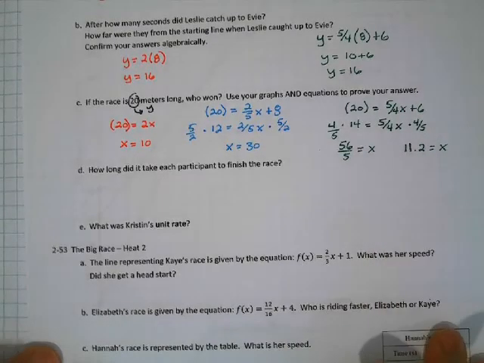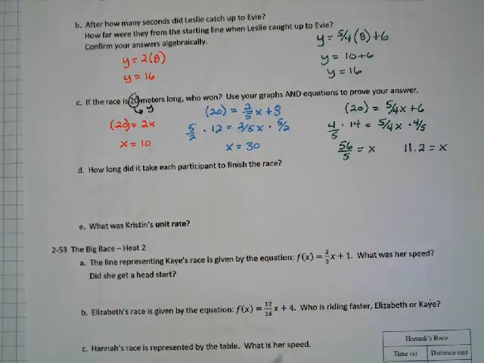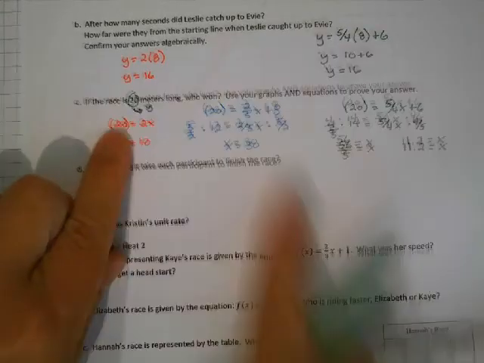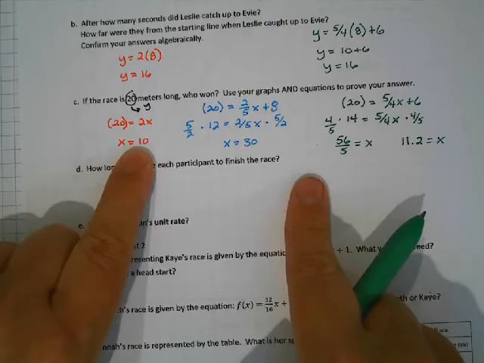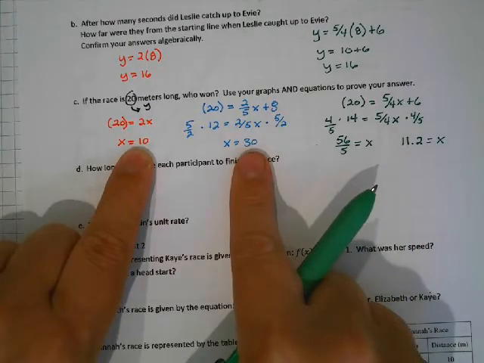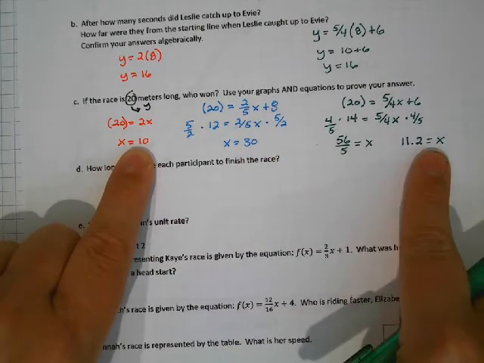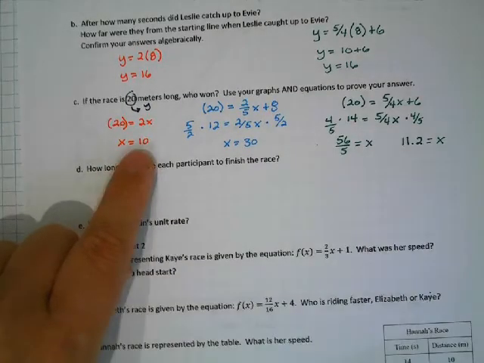All right, so we now know how long it took each of them to finish the race, because the race was 20 for each of them. And this tells us Leslie does it in 10 seconds. It tells us that Kristin does it in 30 seconds. And it tells us that Evie does it in 11.2 seconds. So who's the winner? Right over here, 10 seconds.